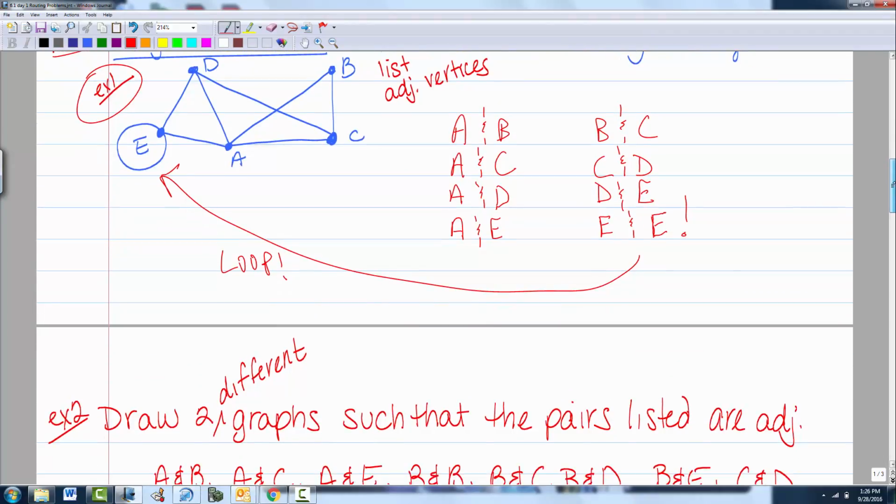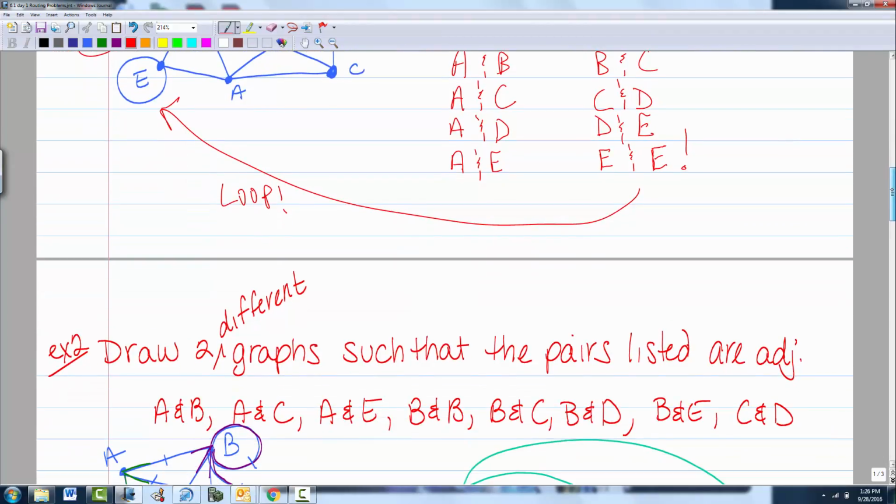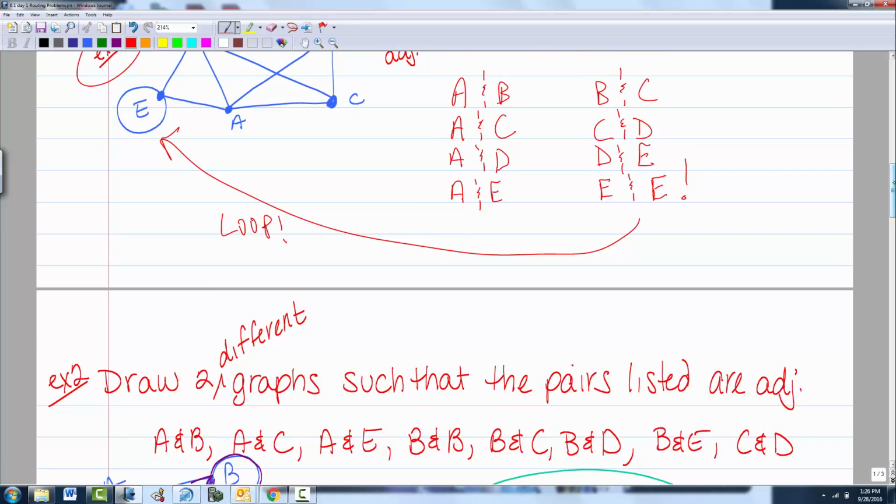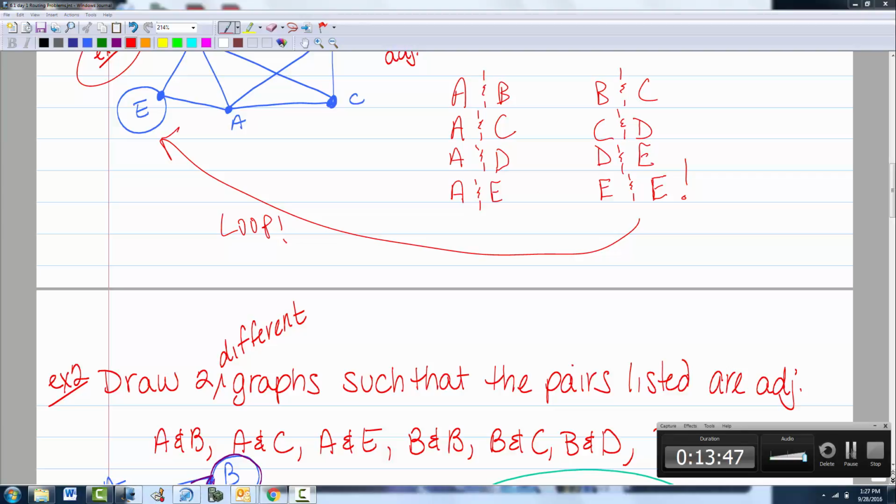Okay, here's the question. This one I'm just going to shove right at you. The answer I'm going to show is some possible answers you would have. Let me have you read it first. Draw two different graphs such that the pairs listed are adjacent. So you have to draw that A is adjacent to B, A is adjacent to C, and so on and so forth. Okay, write that down. Here's the answer.